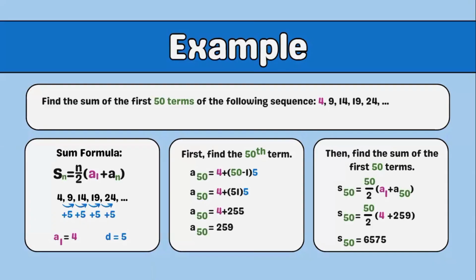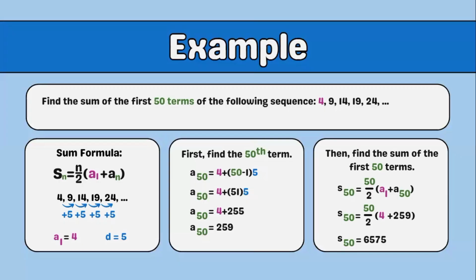4, 9, 14, 19, 24, and so on. First, identify the common difference. The terms increase by 5, so the common difference is 5.